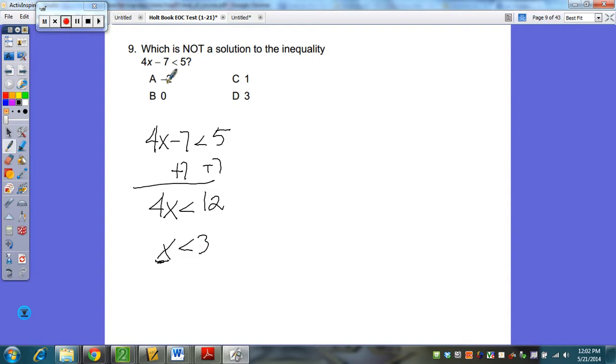Well, -2 is less than 3. 0 is less than 3. 1 is less than 3. But 3 is not less than 3. 3 is equal to 3, but this is strict.